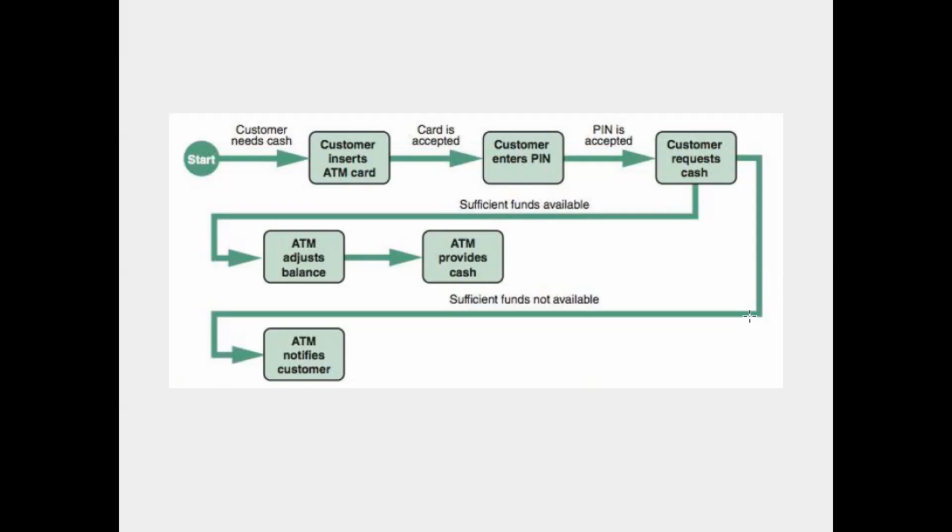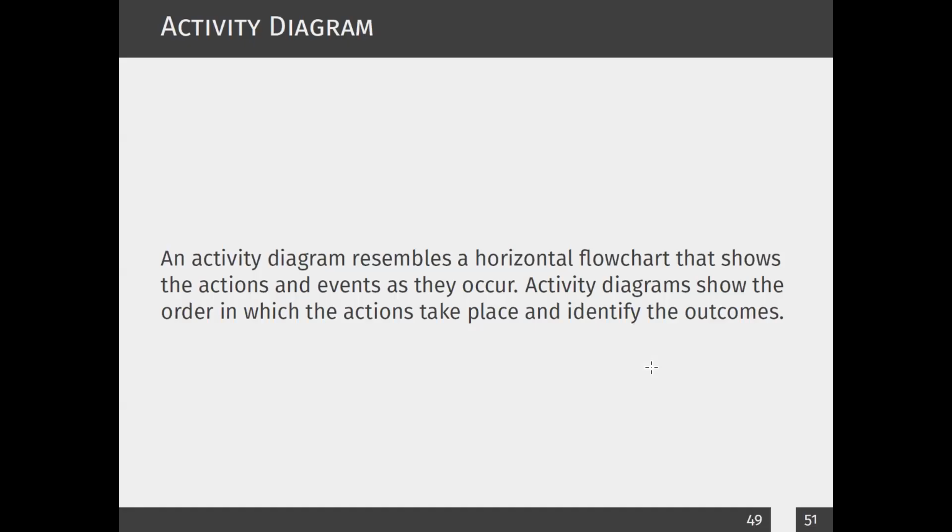Now you can see two parts now, because now this will represent the different paths. In one part, if you have sufficient funds, then the ATM can adjust the balance and you can get the cash. But let's say you don't have sufficient funds, then we have to notify the customer, right? So that's how we can usually use activity diagrams.